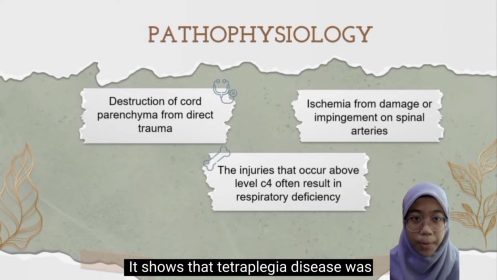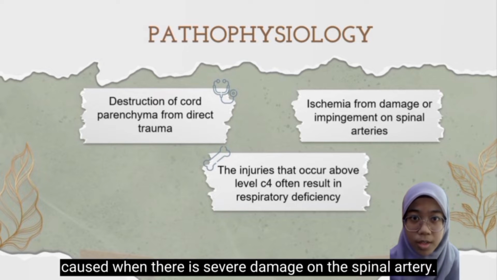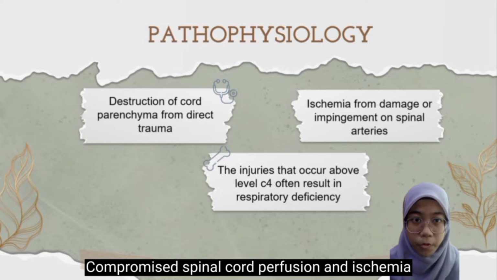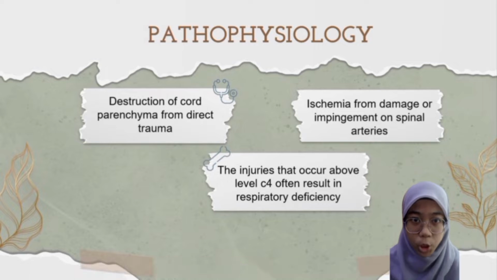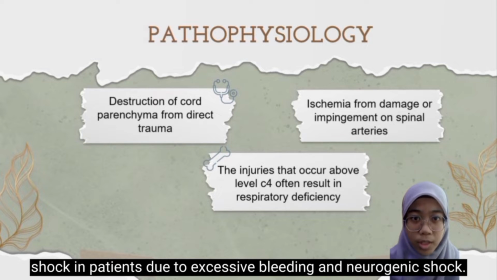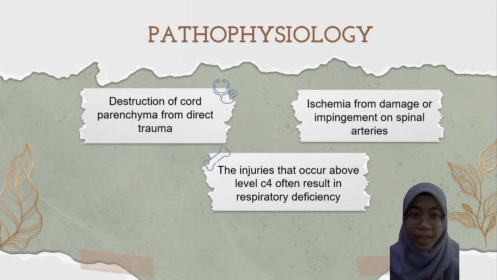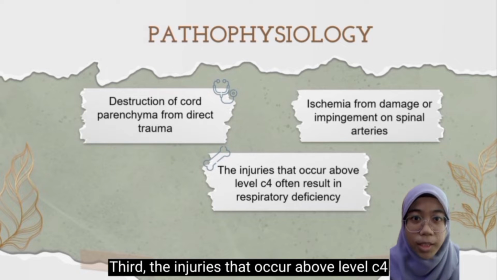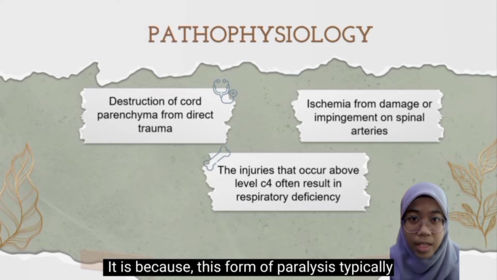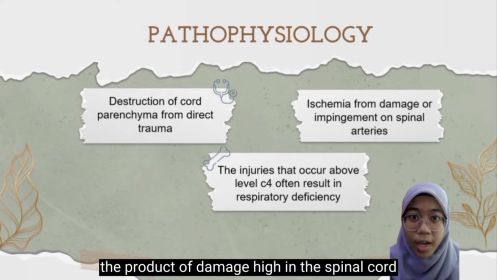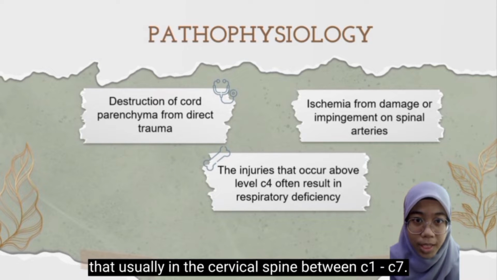It shows that tetraplegia disease is caused when there is severe damage on the spinal artery. Compromised spinal cord perfusion and ischemia can also be caused by hypovolemia and hemodynamic shock in patients due to excessive bleeding and neurogenic shock. Third, injuries that occur above level C4 often result in respiratory deficiency. It is because this form of paralysis is typically the product of damage high in the spinal cord, usually in the cervical spine between C1 to C7.